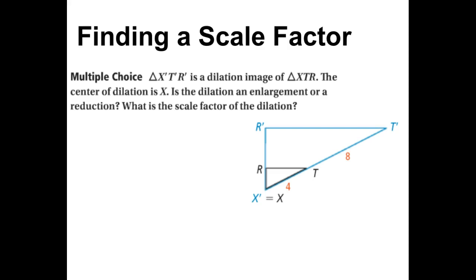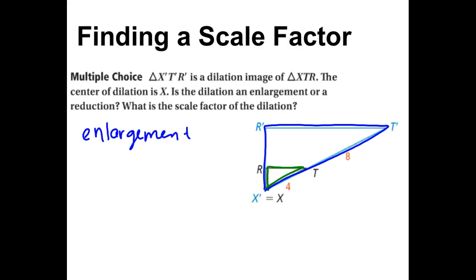So we're first going to look at our pre-image, the one without the primes, that's XTR. See how that one's smaller? And then we see our image, X prime, T prime, R prime, well that one's bigger. That's going to tell us that this one is an enlargement.